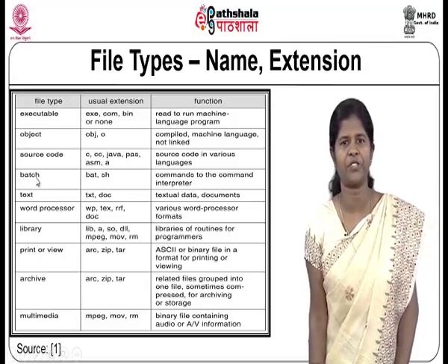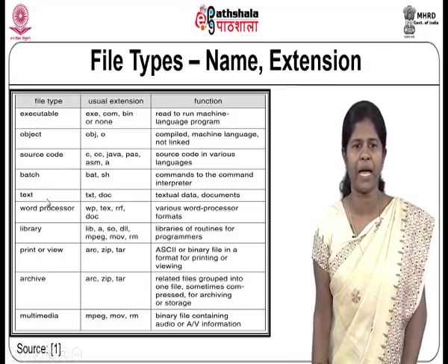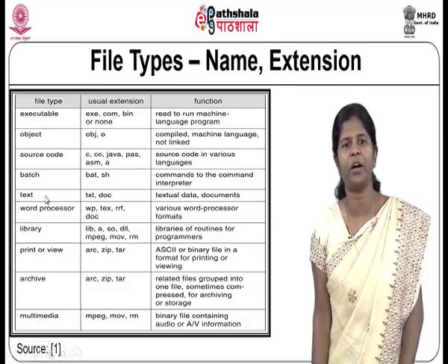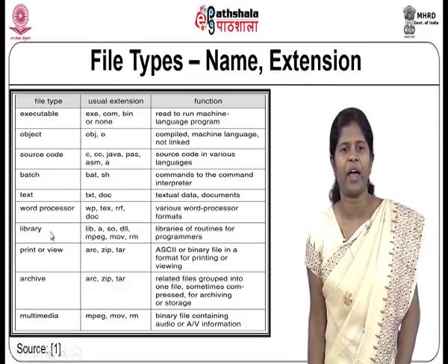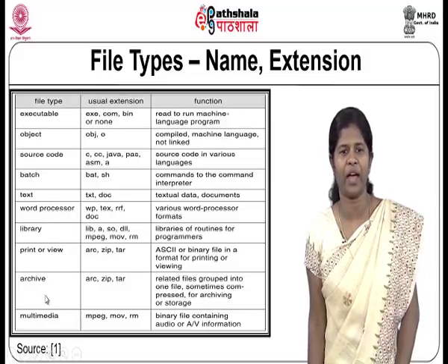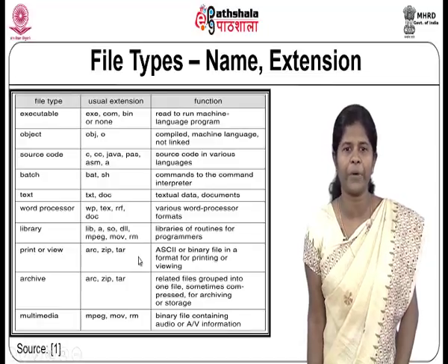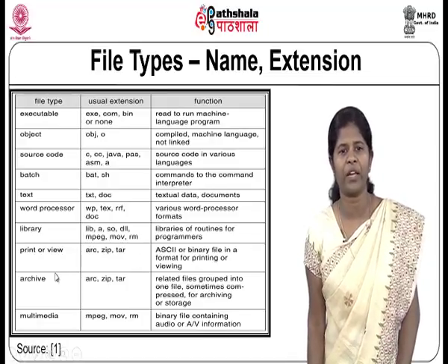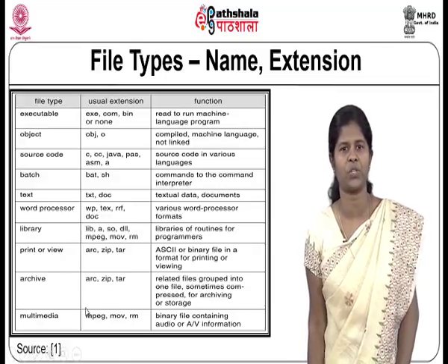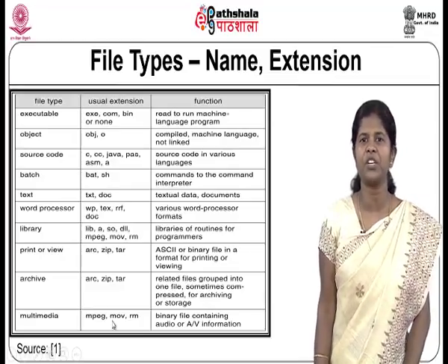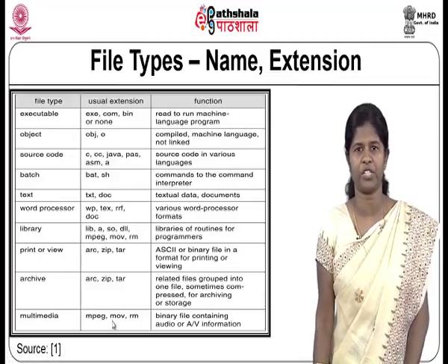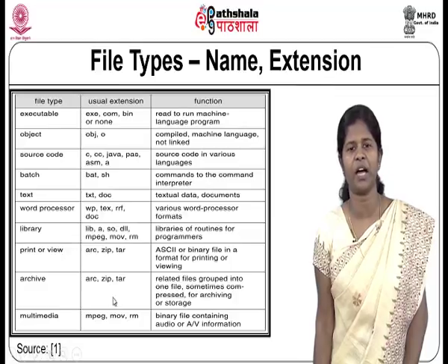You can have a batch file where the extension can be .bat, or you can have a text file, you can have word processor files, you can have library files, you can have files which you can zip together, or you can compress and you can maintain, or you can have archive files, you can have multimedia files, etc. and so on. So, there are different types of files that are supported by different systems. So, to differentiate between the different types, different extensions are given.